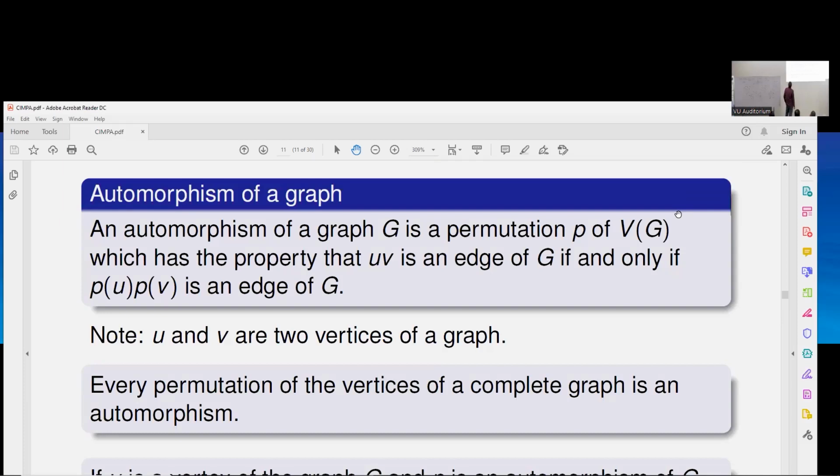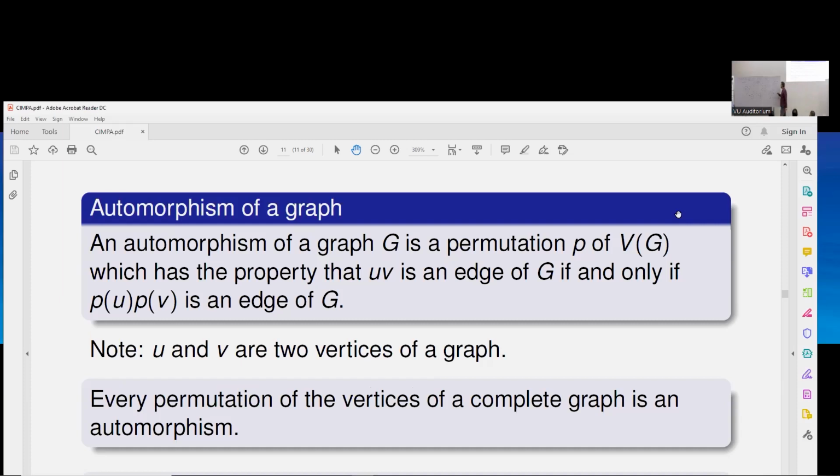Okay, now we are starting with automorphism of a graph. So, what is an automorphism of a graph? An automorphism of a graph is a permutation of vertices which has the property that uv is an edge. If you are unsure what uv means, usually u and v we are using for notation of vertices. So if you are taking vertices u and v, then uv is an edge.